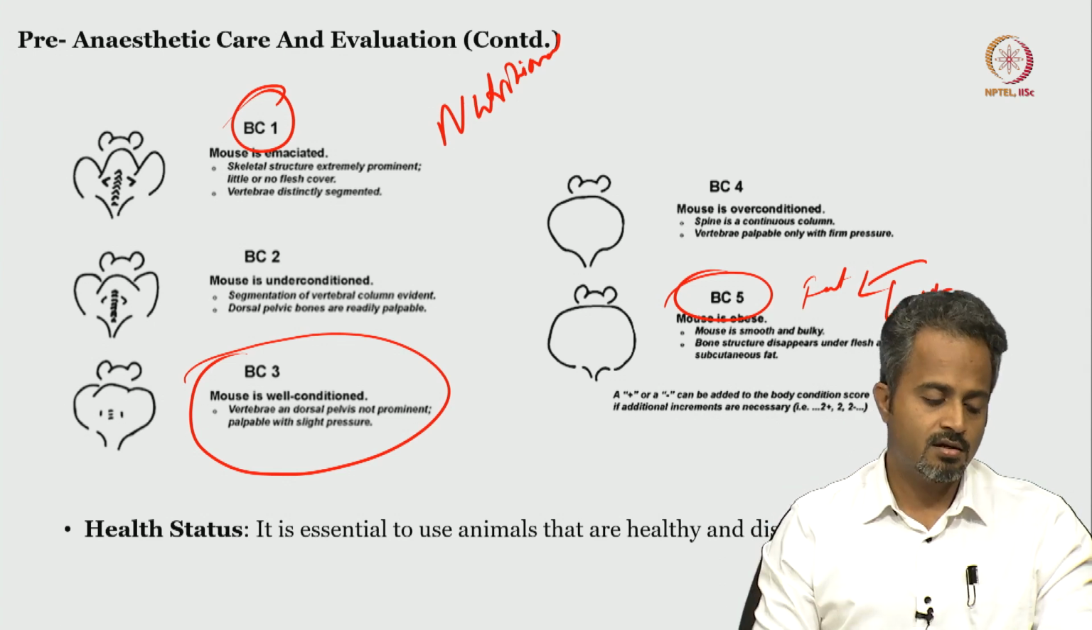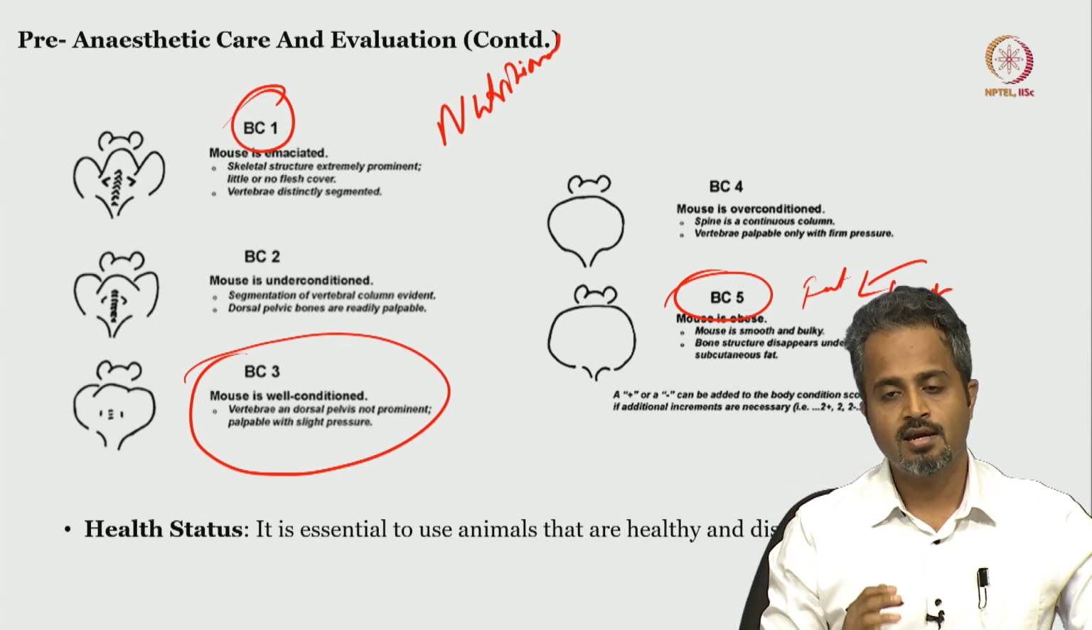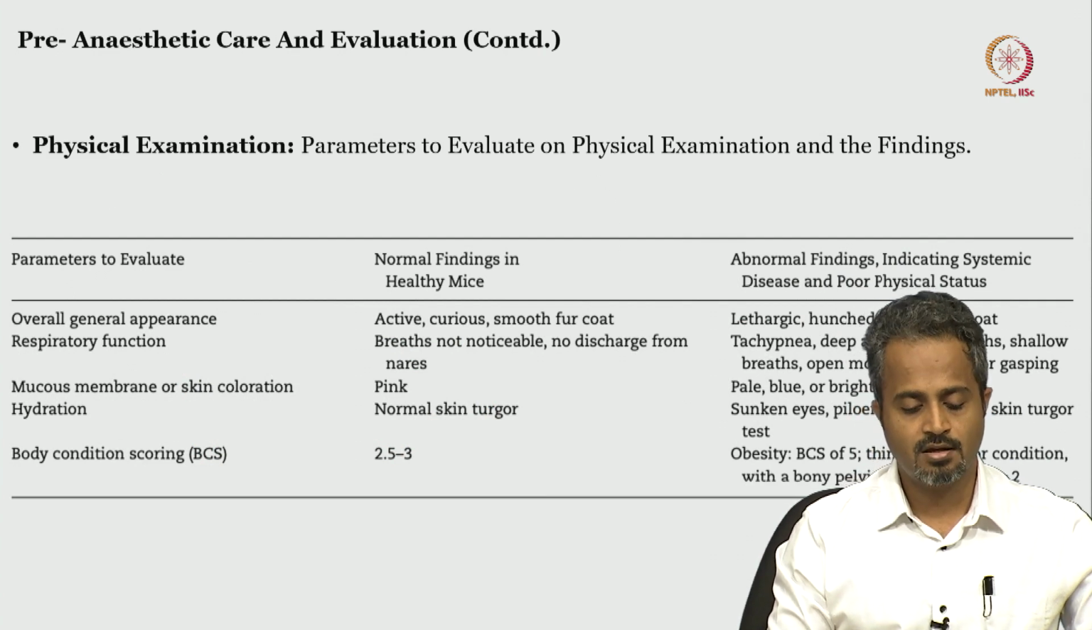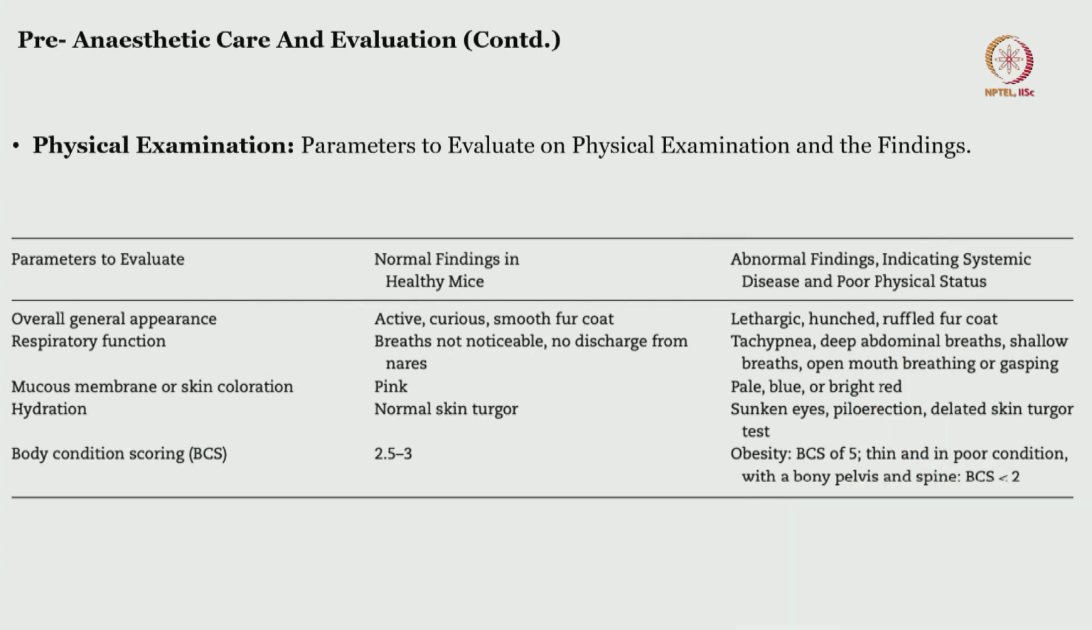So it is very important that the rat that you have chosen is definitely healthy and disease free. Alright, so how are you going to confirm that? So there are various parameters. Sorry, some part of the slides are missing. So basically here there are different parameters: overall general appearance and the respiratory function, mucous membrane or skin coloration, extent of hydration, and body conditioning score, which should be between 2.5 to 3, which we just got familiarized with in the previous slide. So the overall general appearance should be active, curious, smooth fur coat, all that will tell us that the rat is healthy.